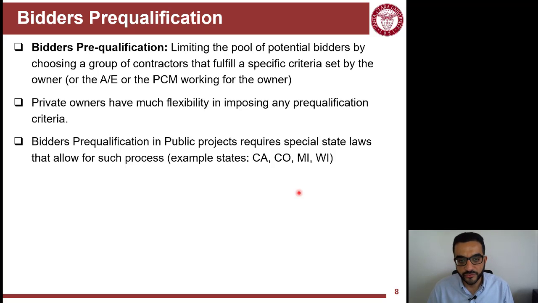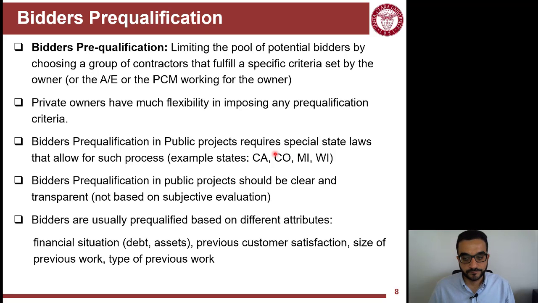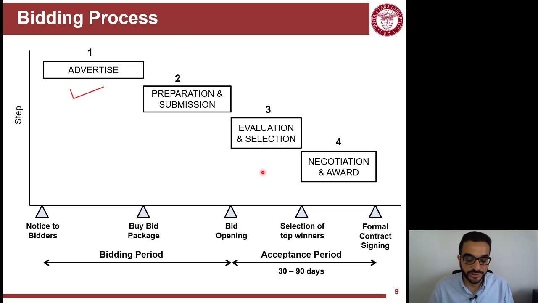Private owners, of course, have more flexibility in imposing different criteria, but public owners have their own, like the law allows them to have pre-qualification programs and pre-qualification lists of bidders. And of course, in a public arena, everything has to be fair, transparent, and as much as you can, objective, not subjective, to qualify a contractor.